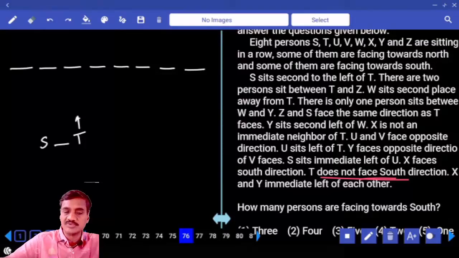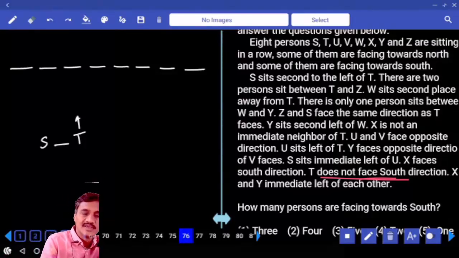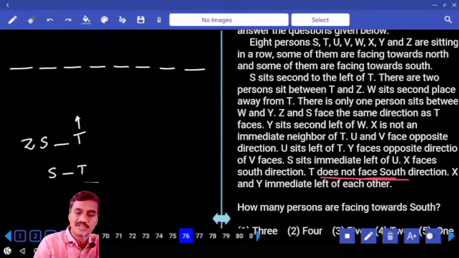There are two persons between T and Z. How many persons in between T and Z? There are exactly two. Hence Z can be to the left hand side of T or Z can be to the right hand side of T. And take the two possibilities.